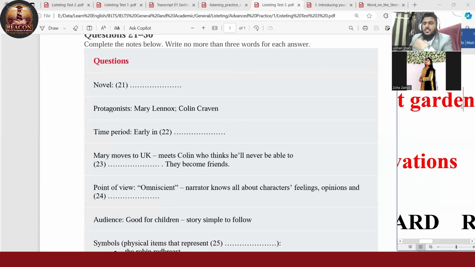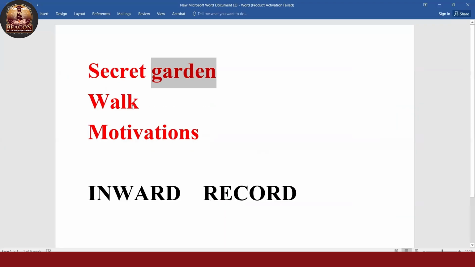While listening, I was just noticing the answers and writing them down. There we go. So the first answer should be Secret Garden. That is actually the name of a novel. And then 20th century, as you told, you went correct in answering question 22. And then question 23, never getting the ability to walk. And question 24 is motivations. Clear? Yes, sir.